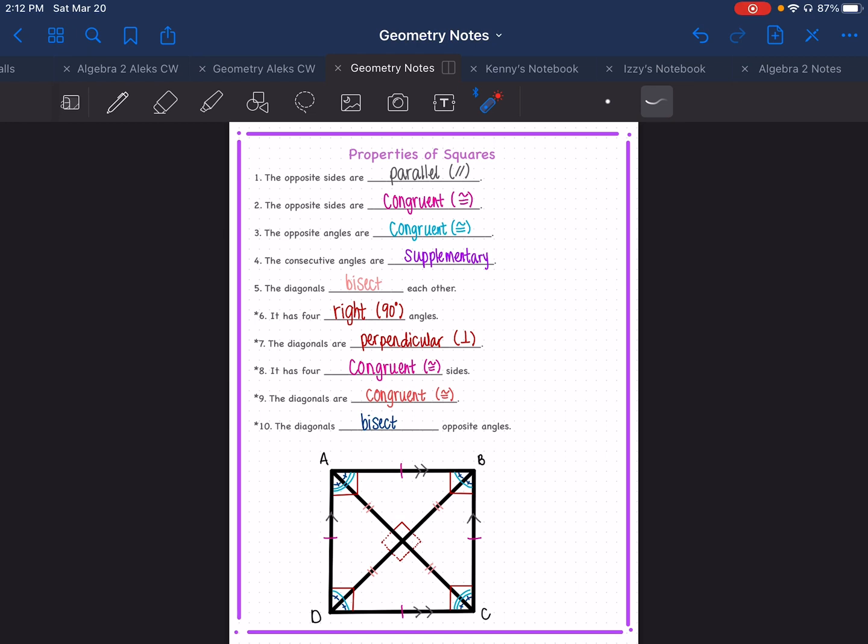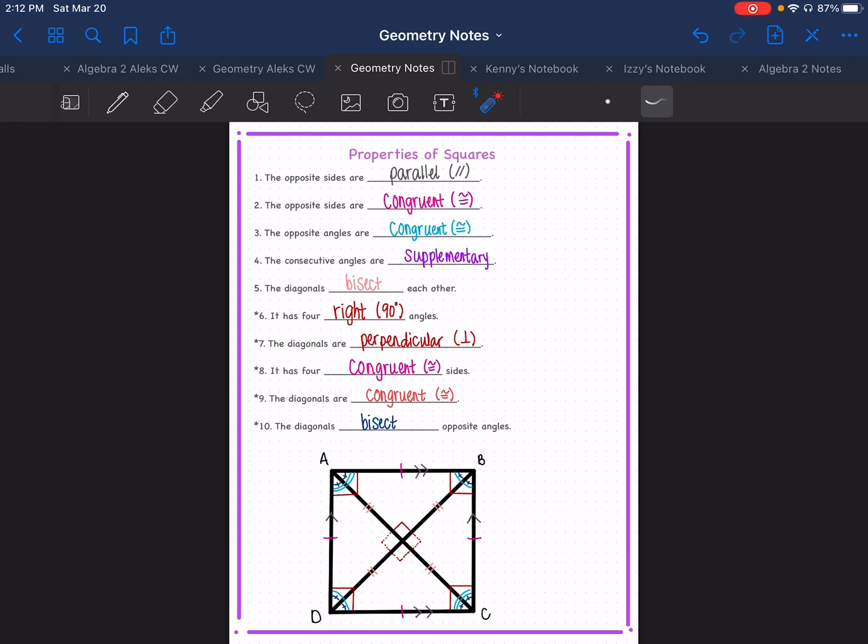All right. The diagonals bisect each other. So this diagonal and that diagonal cut each other in half. Okay, that made it a parallelogram. These next 5 make it a square.